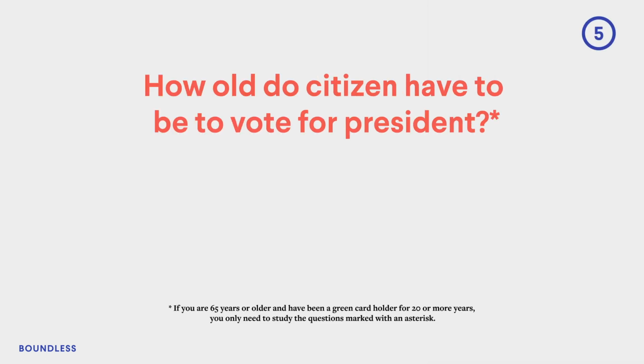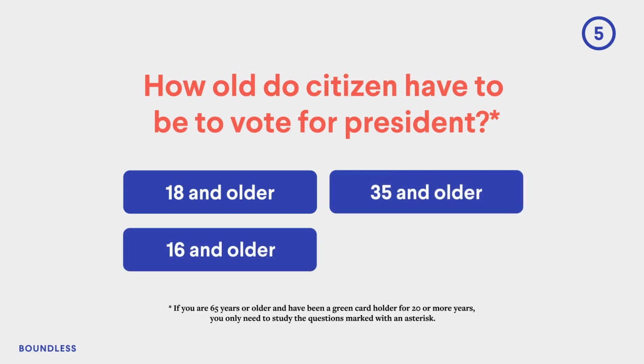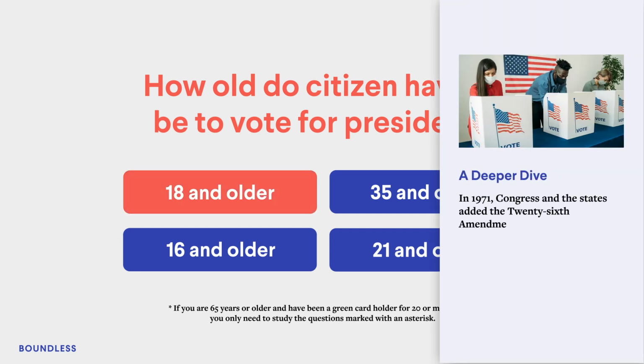How old do citizens have to be to vote for president? 18 and older, 35 and older, 16 and older, 21 and older. Answer: 18 and older. In 1971, Congress and the states added the 26th Amendment to the Constitution, which changed the minimum voting age in the United States to 18.